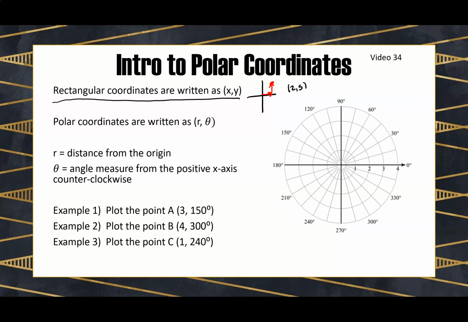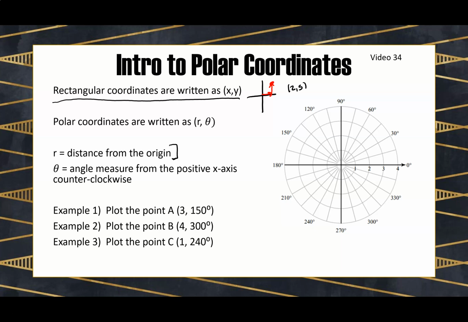And the coordinates are going to be written as r, theta. And what does that r stand for? It stands for the distance from the origin, or you can think about it as the radius of a circle. And the theta is the angle measured from the positive x-axis counterclockwise. And of course, counterclockwise is going like this. And that's how we always do our angles in terms of positives.